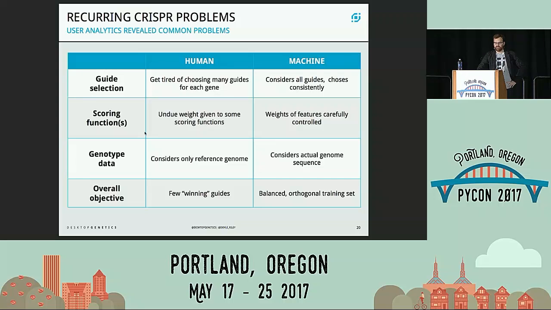They don't actually consider the sort of unique genome of the cell they're trying to edit. And the approach tends to be one more of designing, say, the minimum number of winning guides to get an experiment done, rather than designing in a more neutral way a set of guide RNAs to learn something about the system, right? Say that we're trying to come up with a training data set. Really the machine excels at making sure that it's sufficiently diverse and chosen randomly and follows sort of good experimental design practices.